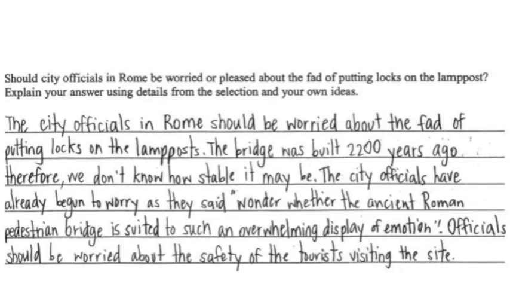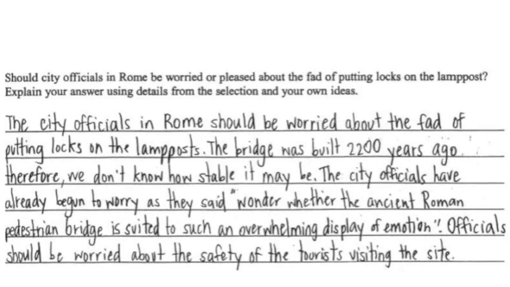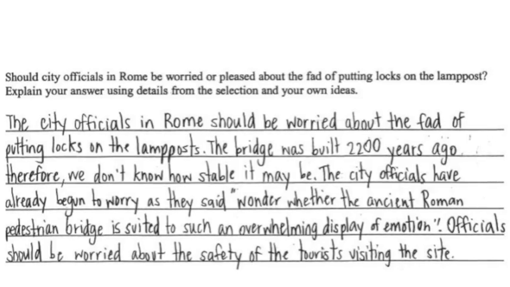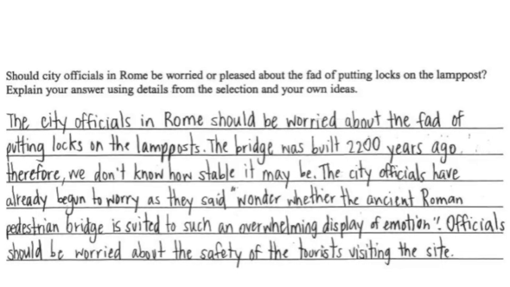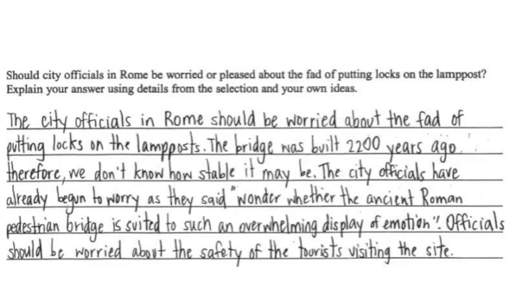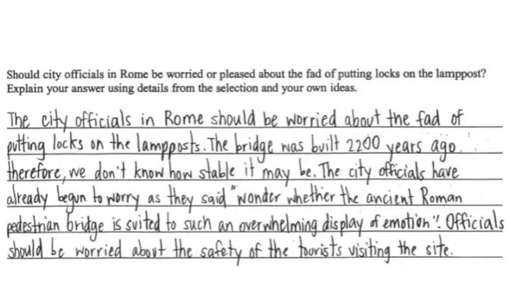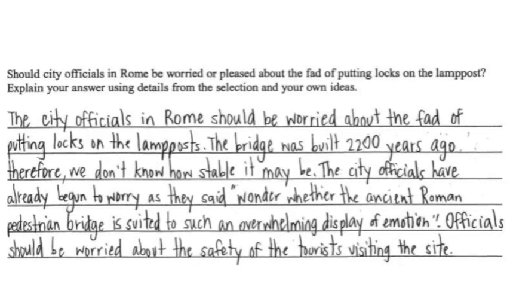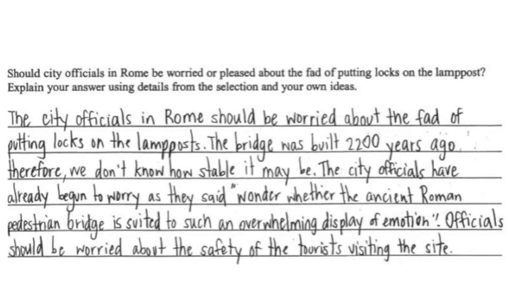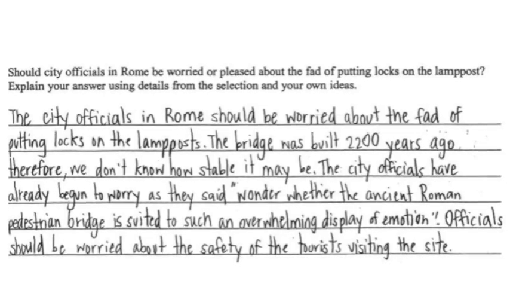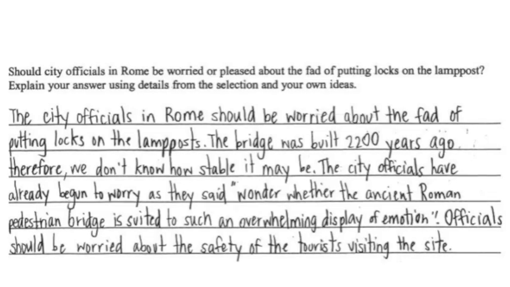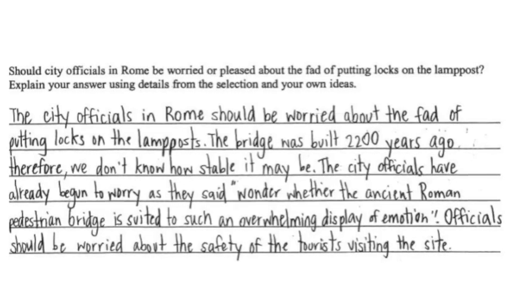It says, the city officials in Rome should be worried about the fad of putting locks on the lampposts. The bridge was built 2,200 years ago, therefore we don't know how stable it may be. The city officials have already begun to worry, as they said, wonder whether the ancient Roman pedestrian bridge is suited to such an overwhelming display of emotion. Officials should be worried about the safety of the tourists visiting the site. Is this perfect? It isn't.